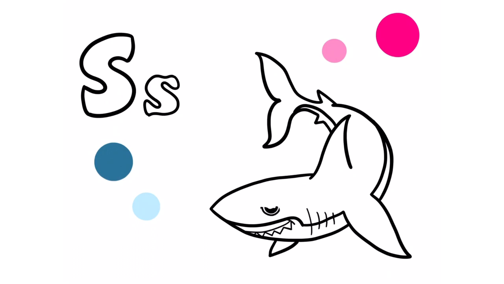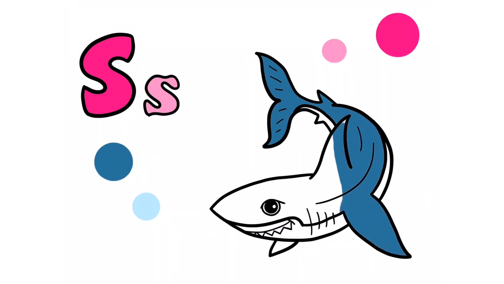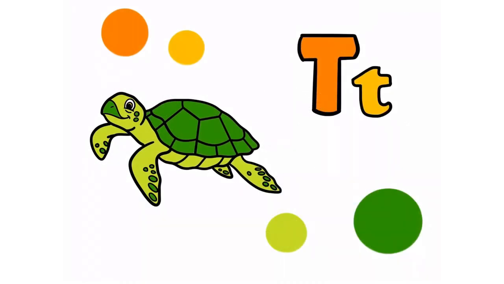They swim very fast. Now let's start coloring. Bright pink. Light pink. Dark blue. Are you scared of sharks? Light blue. Wow, I like this. S is for shark. Let's learn the letter T.